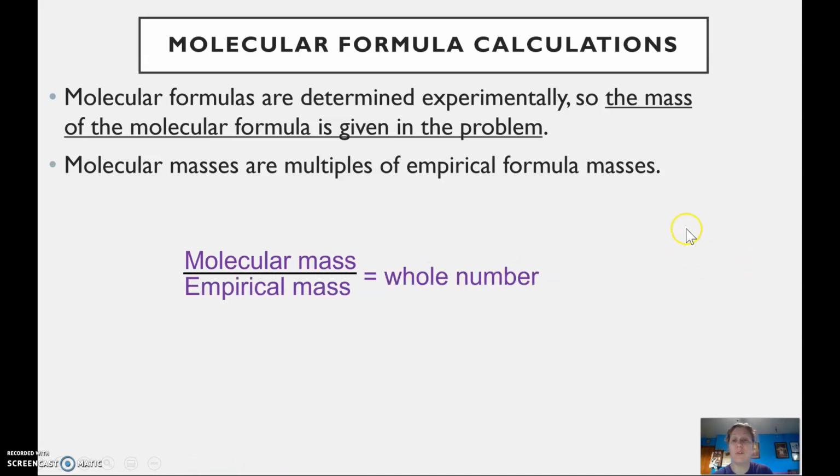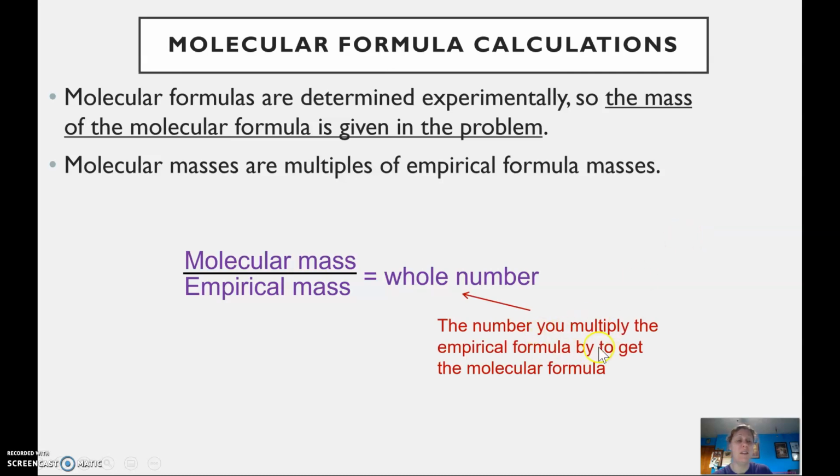A couple extra bullets here. This number is how many times you multiply the empirical formula; when you solve them, you multiply that number by the empirical formula. In real life, this is how many times bigger the molecular mass is than the empirical mass. This one, molecular mass, is always going to be given to you in the problem. So you never have to calculate that, but you might have to calculate empirical mass.